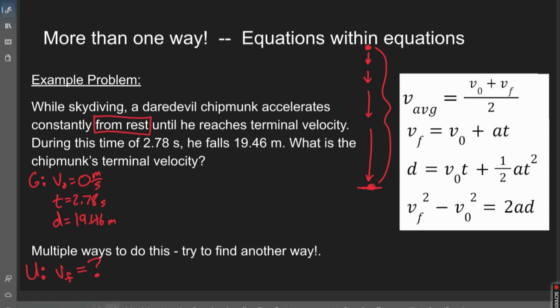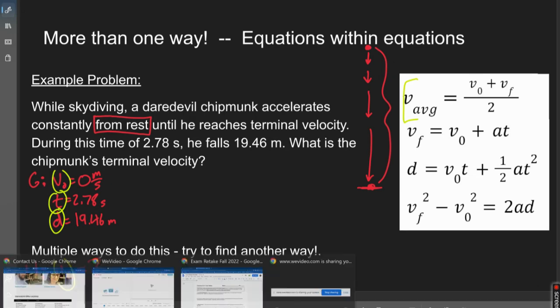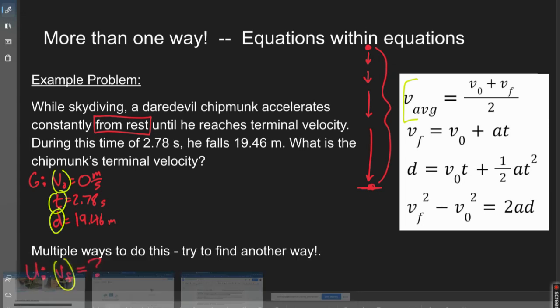So there's our four. We've got V naught, we've got time, we've got displacement, we've got V final. This one doesn't truly show up over here. You have to really use the definition of velocity and combine it with average velocity. However, we have a fourth given, actually.